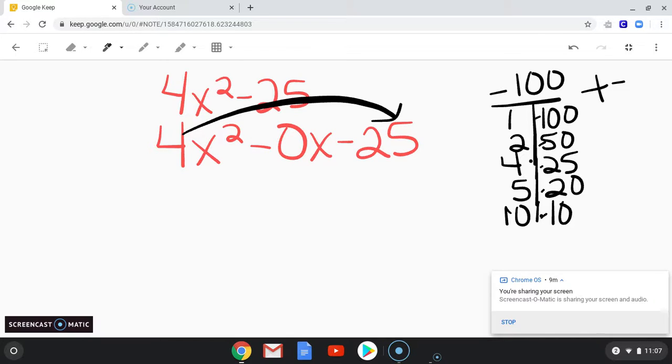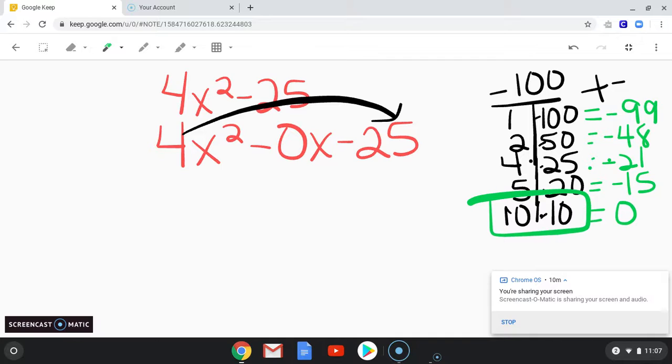I need to add my numbers up. I'm trying to get 0 when I add these up. So I'm going to start adding. I'm going to get negative 99. Nope, not 0. I'm going to get negative 48. Not 0. I get negative 21, still not 0. Next, I'm going to get negative 15, still not 0. Oh, wait, 0. Here we go. These are my two numbers.